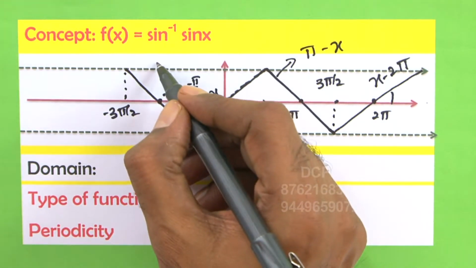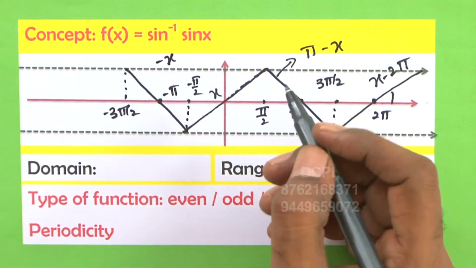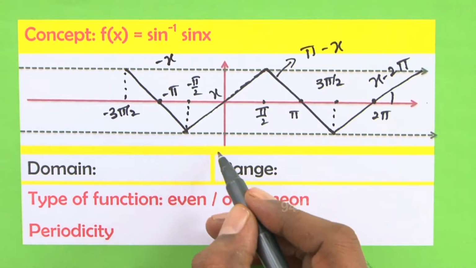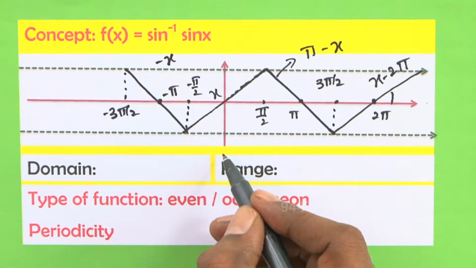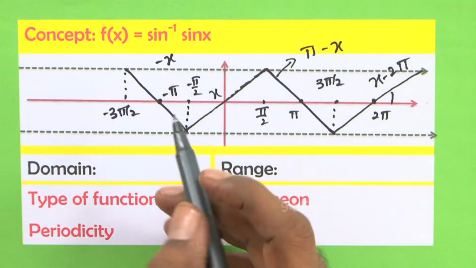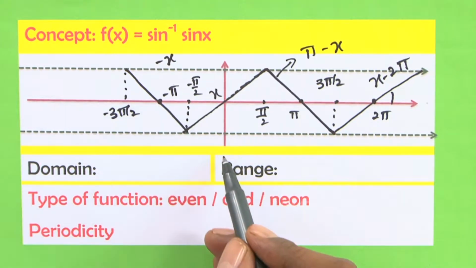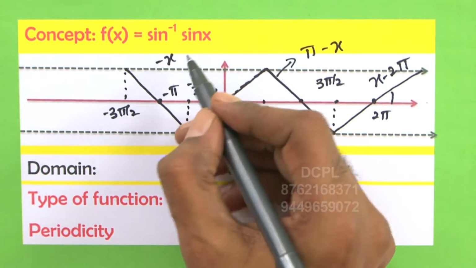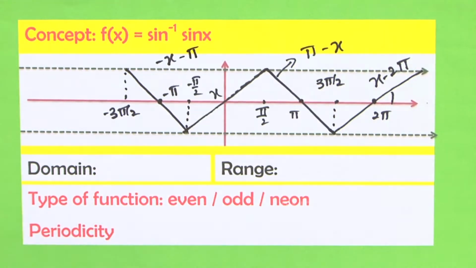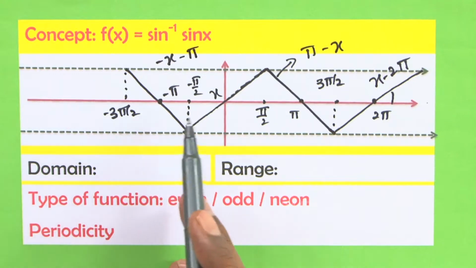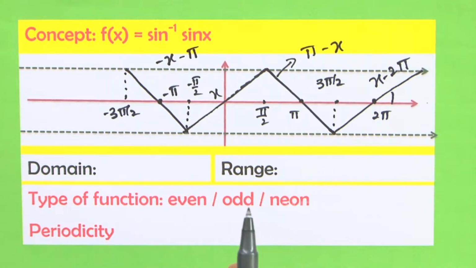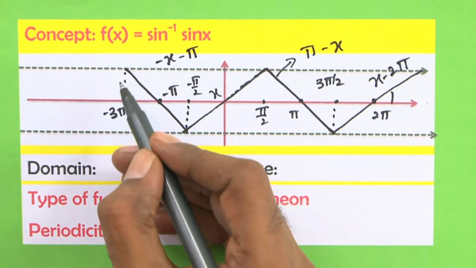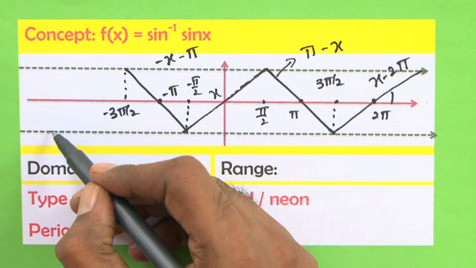Therefore, it should be of the form minus x plus something. But this line meets y-axis at a point below x-axis. However, this point is minus pi, means the point where it meets y-axis also should be minus pi. Therefore, this is minus x minus pi when x belongs to minus 3 pi by 2 to minus pi by 2. So, this point is pi, and let me draw one more line.